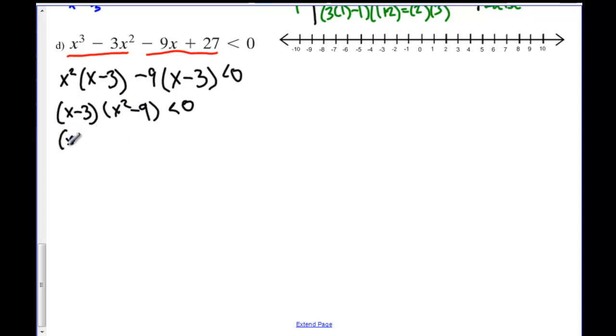So, keep that x minus 3. X squared minus 9 factors into what? Yep, x plus 3, x minus 3. Does it matter that I put the plus first? No, it doesn't matter at all. Okay, so now we finally got it factored. So now we can go find our boundary points.